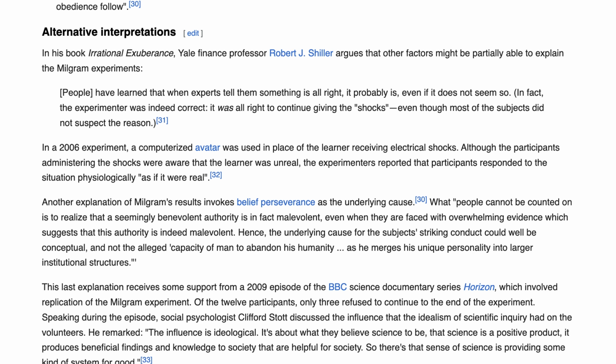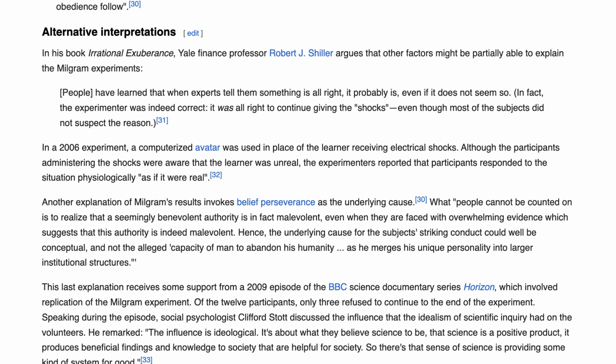In a 2006 experiment, a computerized avatar was used in place of the learner receiving electrical shocks. Although the participants administering the shocks were aware that the learner was unreal, the experimenters reported that participants responded to the situation physiologically as if it were real.